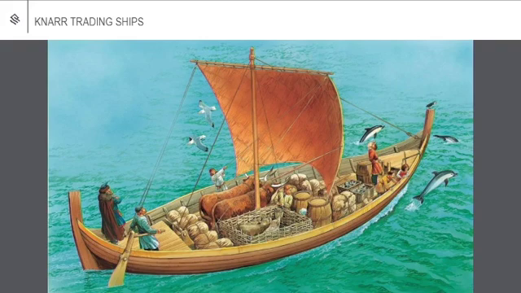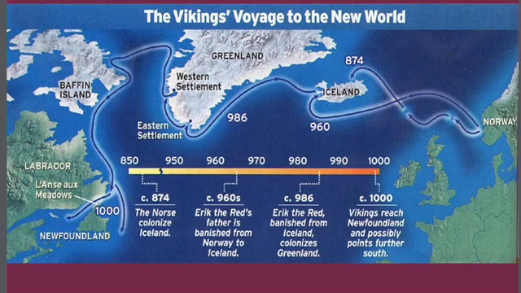And they could raid Eastern Europe with these ships and get slaves to sell elsewhere, primarily into the Islamic world, etc. And the last thing I just want to mention is they did voyage way beyond just Europe.